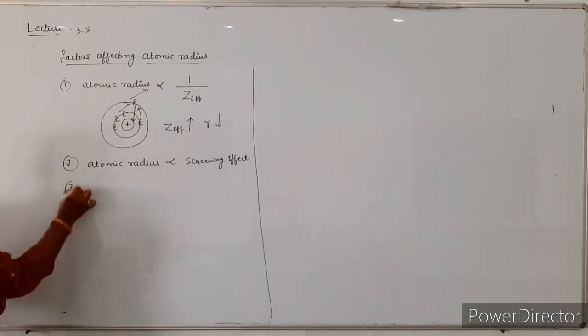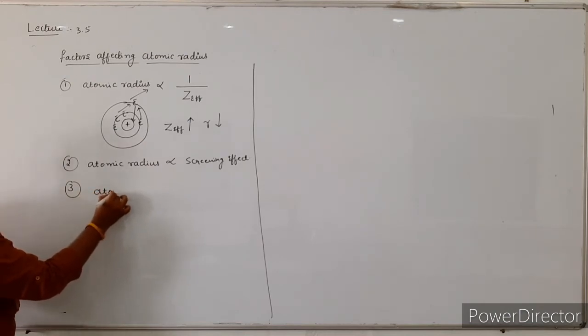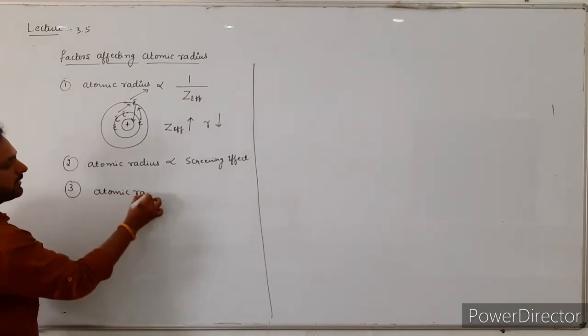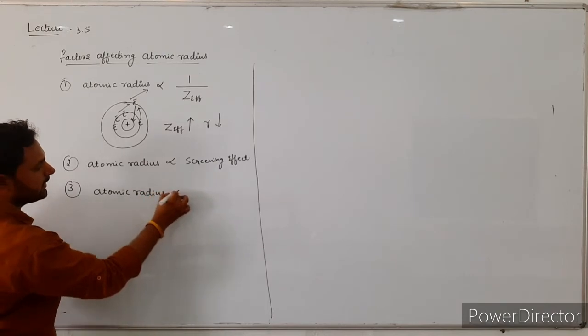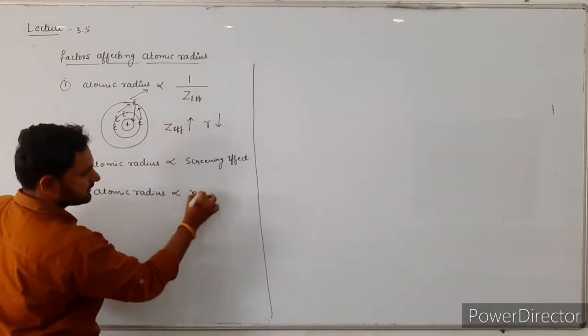Next, third one, atomic radius is directly proportional to number of shells.